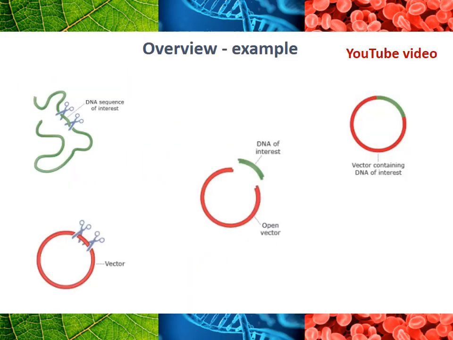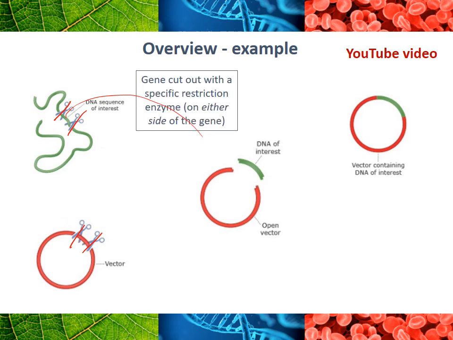So back to our original example. We've got our DNA that we want to cut out of here, and we want to open up this vector. We want to put this bit of DNA in here and end up with our recombinant vector. So we cut the gene out with a restriction enzyme. Restriction enzymes cut DNA, and we make sure that those restriction enzyme sites are on either side of the gene.